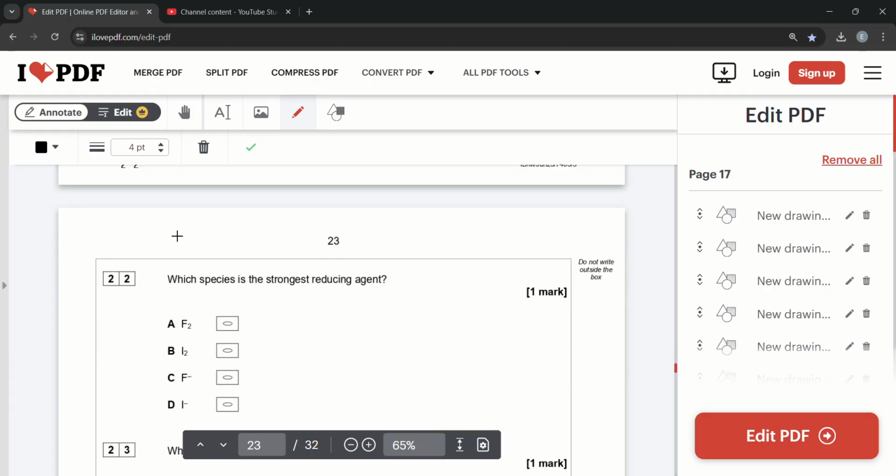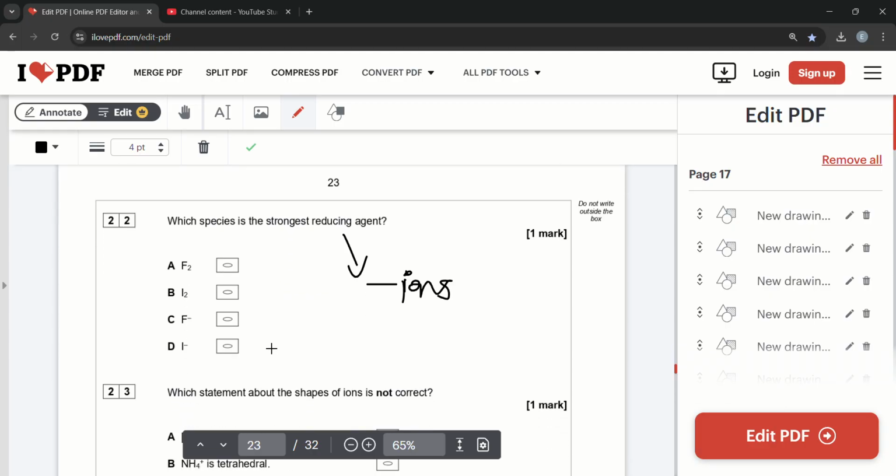Which species is the strongest reducing agent? Now, for the strongest reducing agent, I'm looking for the negative ions. And so I can cross out F2 and I2. They're not going to be the strongest reducing agent. So F minus and I minus. Well, I minus is lower down the group than F minus. So I minus is going to be the strongest reducing agent.